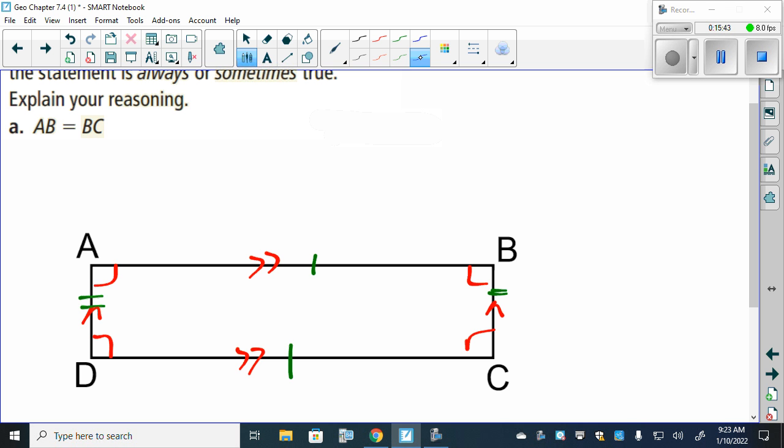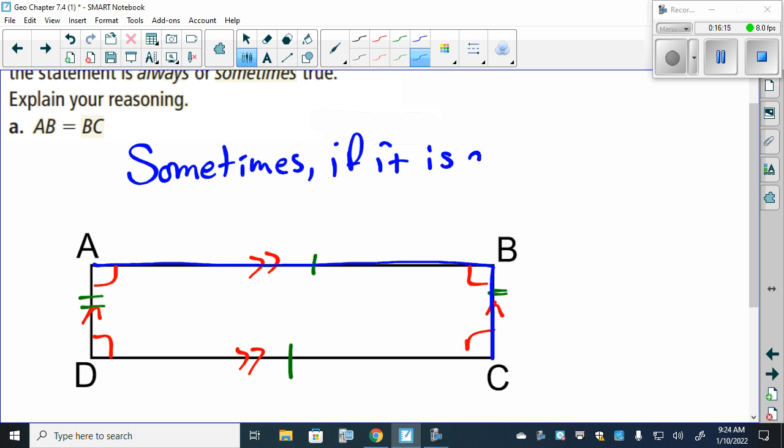Now what it's asking us is, is AB congruent to BC? Always or sometimes? Sometimes. Really, the only time that this will work is if it is a what? Square. This will only work if all four sides are congruent.